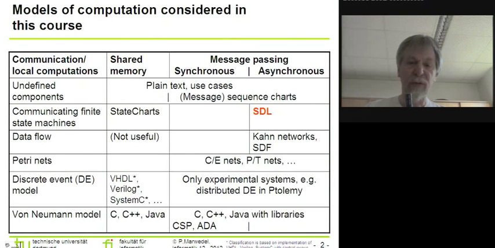The structure of this chapter can be seen in this table. In this table we see the different models of computation and the associated languages. Just to remind you, in one dimension we have the method that we are using for communication, and in the other dimension we have the method that we are using for the computations in the components.